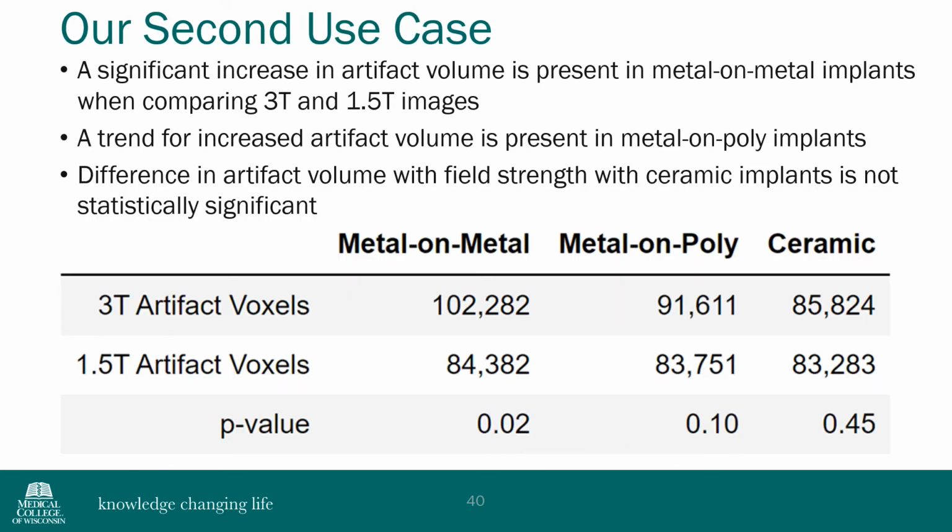In that template space, a region of interest around the acetabulum can be defined, and the number of voxels that are artifacts can be counted in those regions of interest. Then you can compare the artifact volume at 3T to 1.5T across the different types of implants. With the metal-on-metal implants, there is significantly more artifact at 3T, and there's a trend to more artifact in the metal-on-poly. The ceramic implants show almost no difference between the two field strengths.